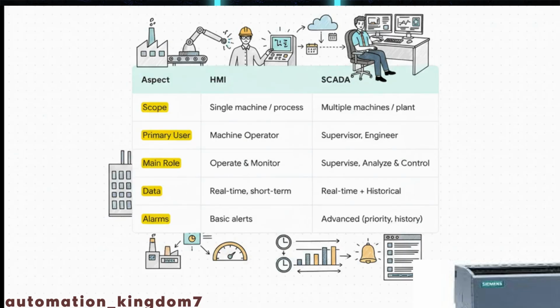This table here really lays it all out. Just look at who's using them. An HMI is for the operator on the floor, right in the action. A SCADA system, that's for a supervisor and engineer, probably sitting in a control room. And the data is a huge difference. An HMI is all about what's happening right this second. SCADA cares about that too, but it's also a data historian, logging everything so you can spot trends and analyze performance over weeks, months, or even years.